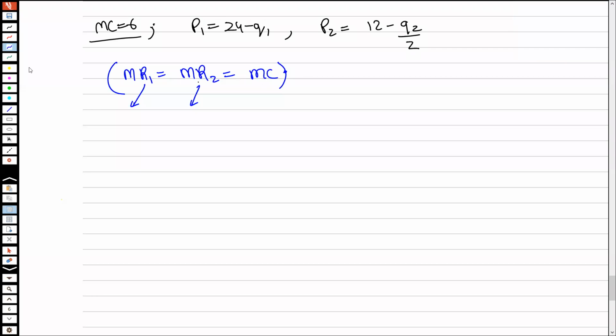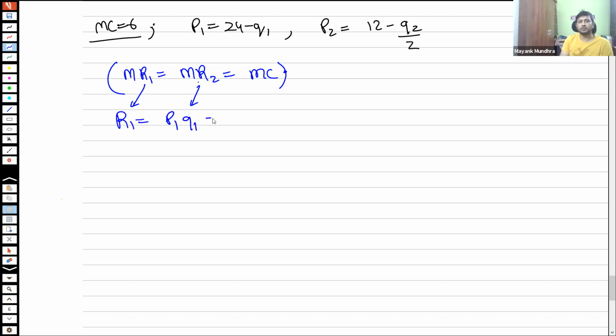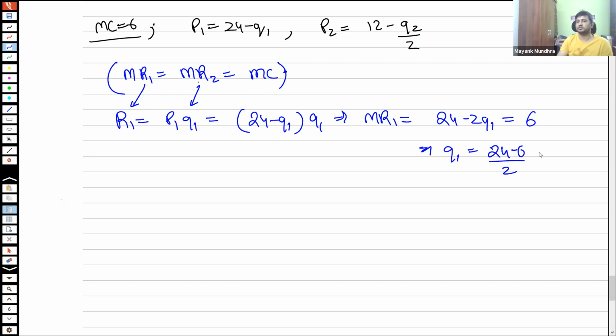Fine. So let's do this. Revenue from market 1 is equal to P1 into Q1. P1 is already given to me, so it is (24 minus Q1) into Q1, which implies MR1, just differentiating with respect to Q1, is equal to 24 minus 2Q1. Now this should be equal to marginal cost, which is 6. So this gives me Q1 equals (24 minus 6) by 2, which is 18 by 2. So that is 9.